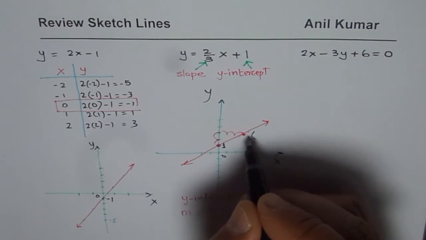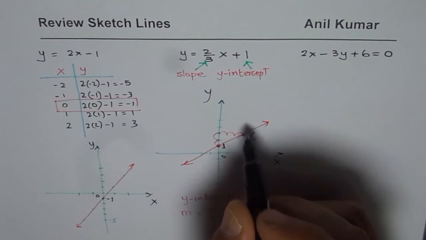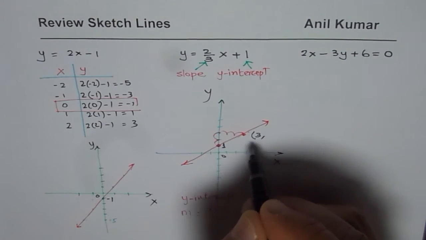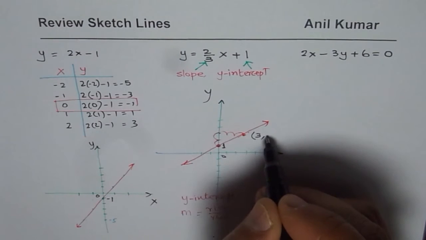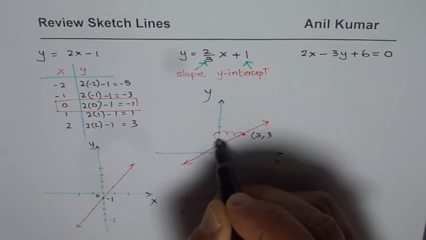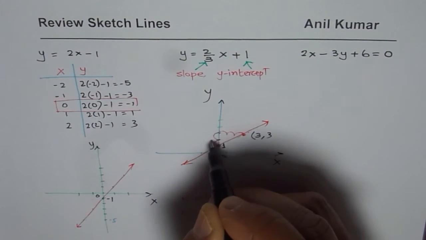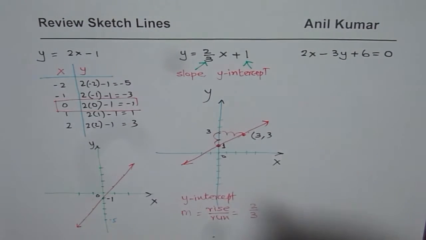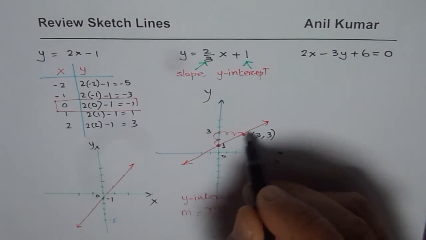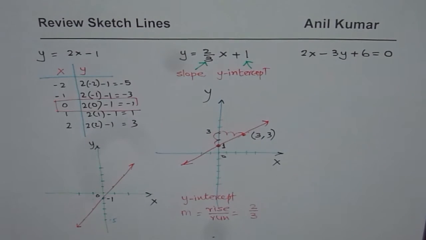So from here this point should be at x value run, which is 3, and y value, which is also 3, right? So rise of 2, so 1, 2. So from 1 you go to 2 and then 3, right? So this is 3. So that is how you get the second point. Join these 2 points, extend the line to get the graph. Perfect. Now let's move on to the third equation, which is in standard form.